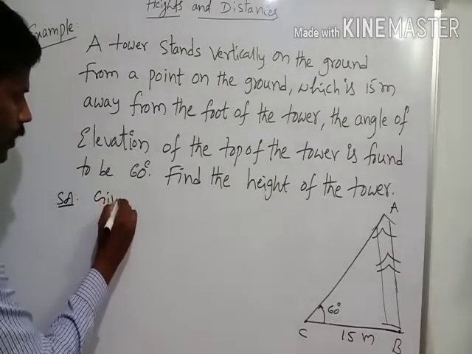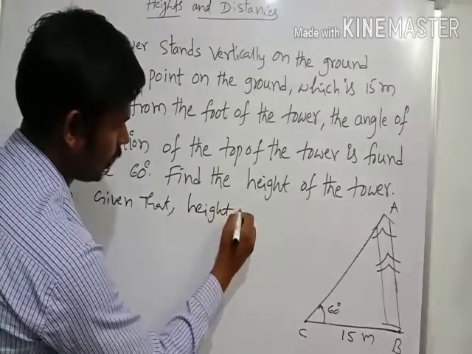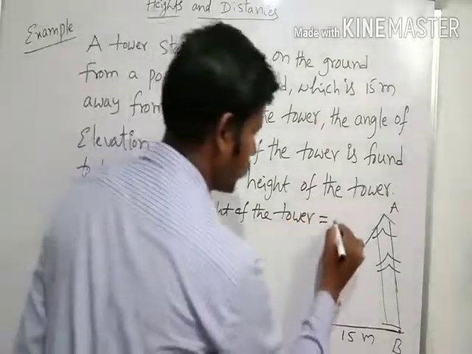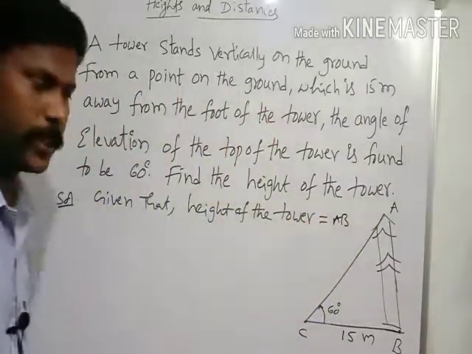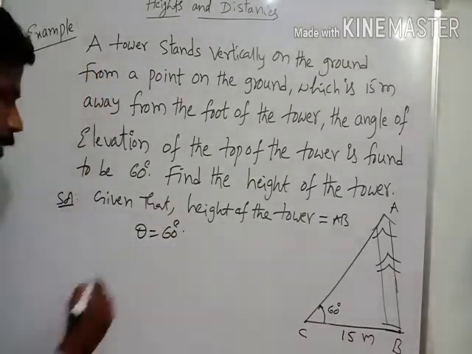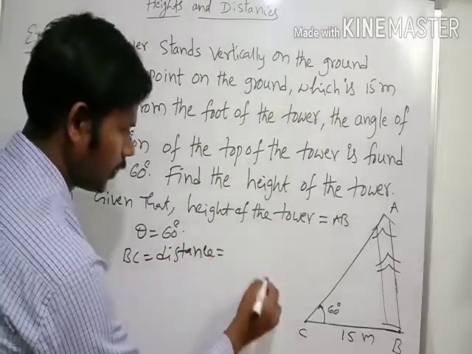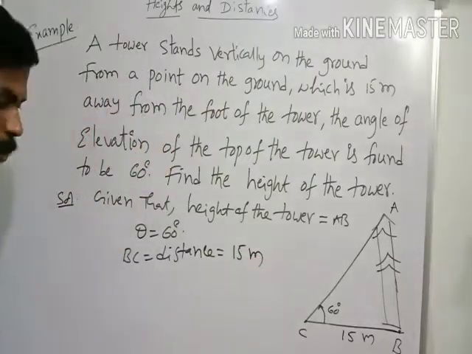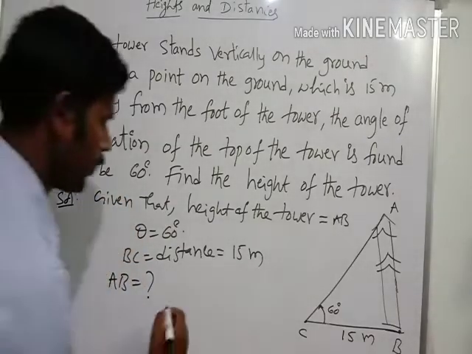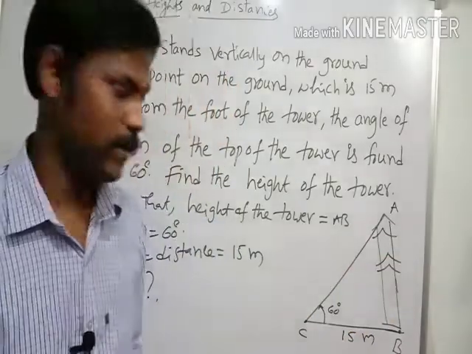Given that, what is given? Height of the tower. How much is given? That is nothing but AB. We don't know. Okay, children. Next, theta is given. How much is given? 60 degrees. Okay, children. Next, BC is nothing but the distance. Distance given is 15 meters. So what can we find, children? We want to find the AB value. So how to find the AB value? By using the relationship between the opposite side and the base.